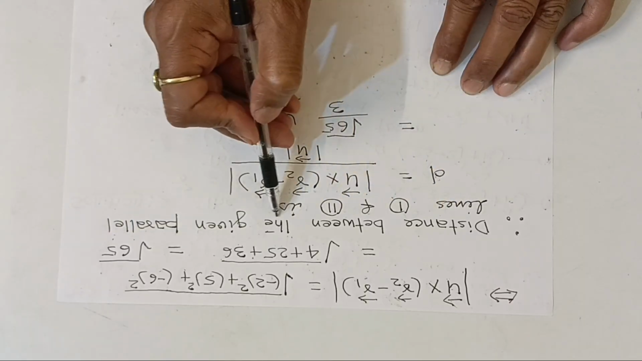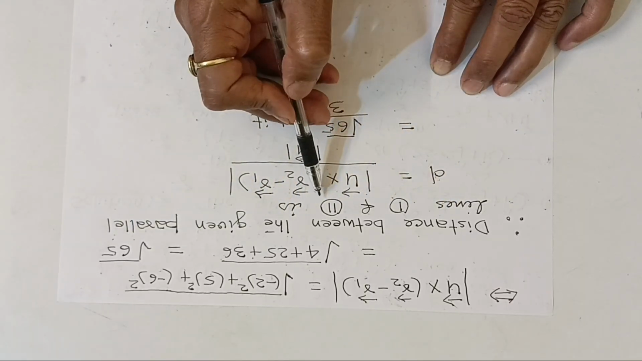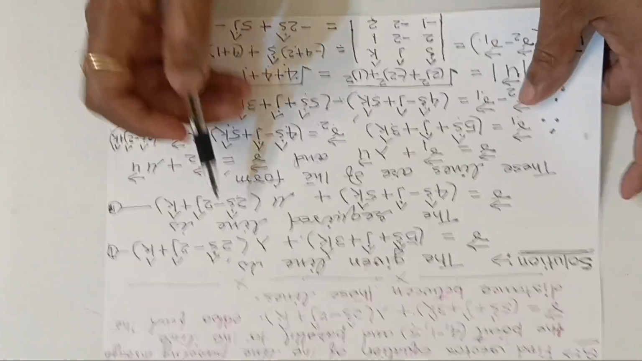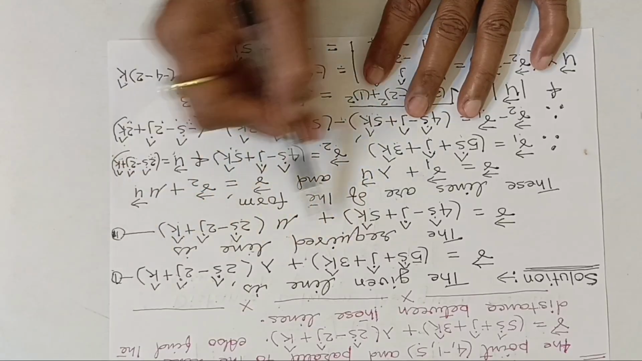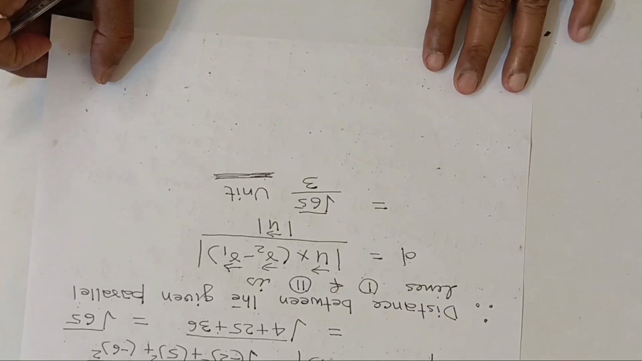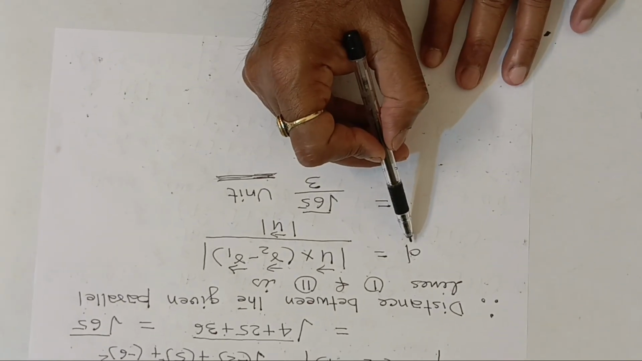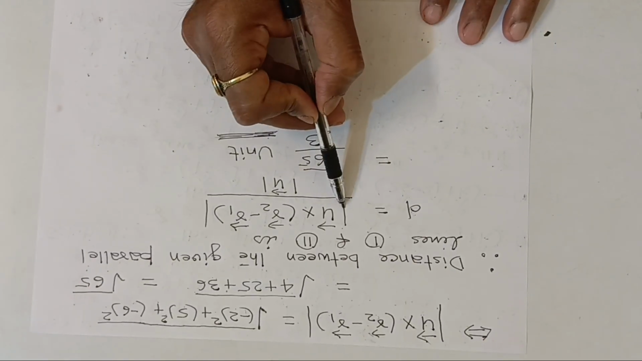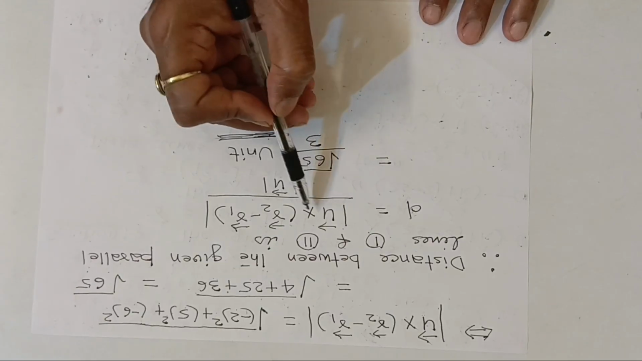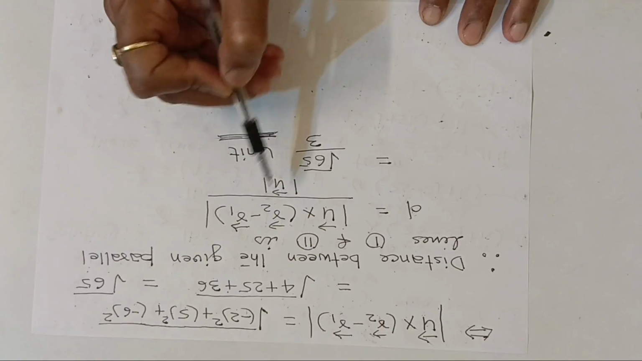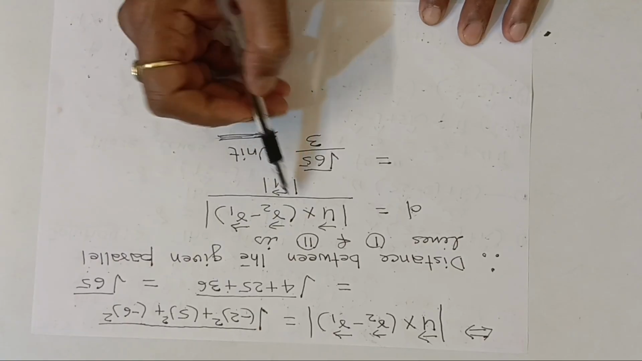Hence, the distance between the given parallel lines 1 and 2, denoted by d, is equal to mod of vector u cross vector r2 minus vector r1 upon mod vector u.